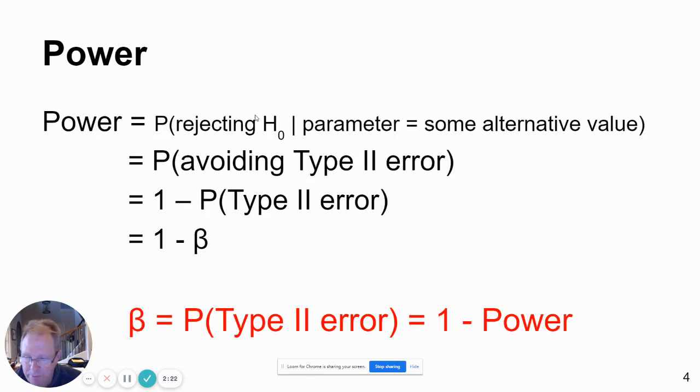And there are many ways of expressing power in symbols. So one way of saying it is that power is the probability of avoiding a type 2 error. Power is equal to 1 minus the probability of a type 2 error. Power is equal to 1 minus beta. And I've summarized all of the relationships in this equation in red at the very bottom.